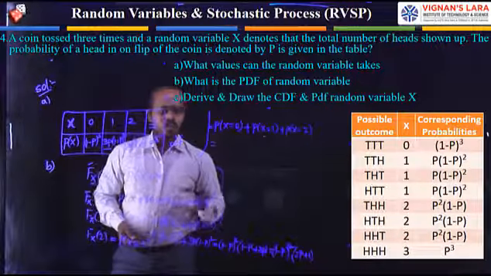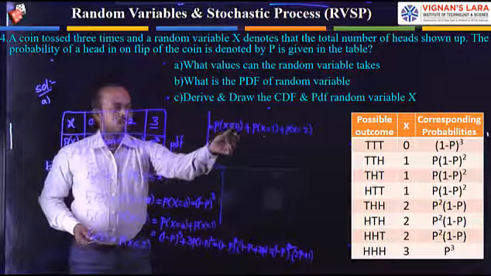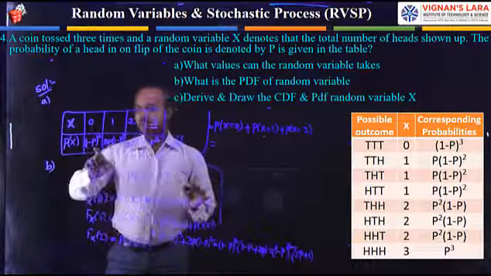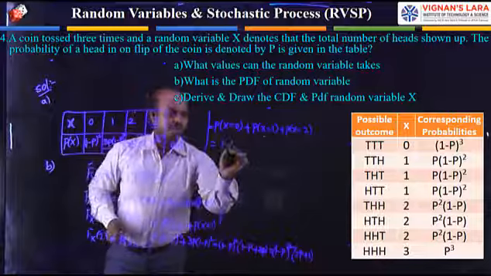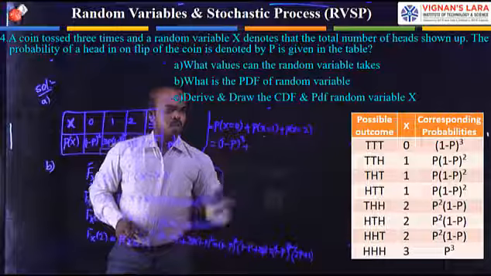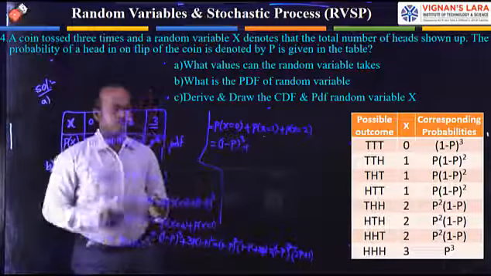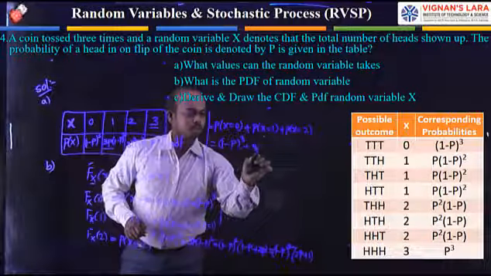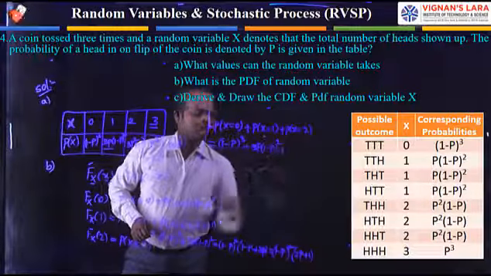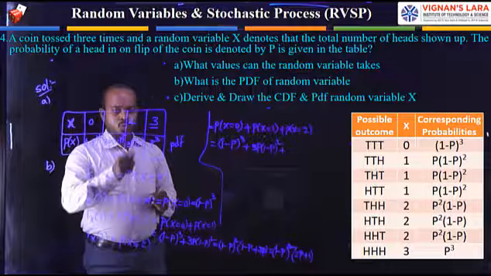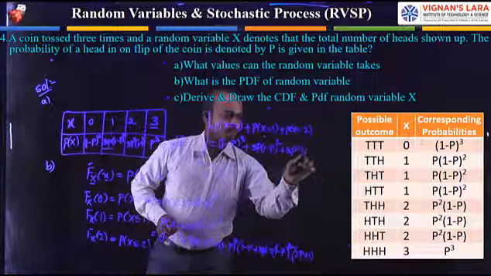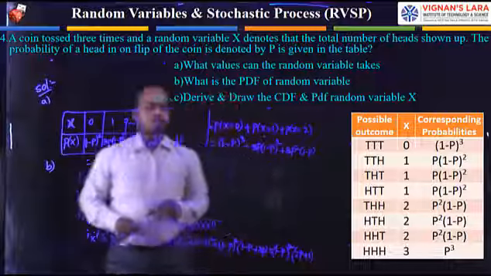Here you can substitute the values. At x is equal to 0, the corresponding probability is 1 minus p whole cube, plus at x is equal to 1, the corresponding probability is 3p into 1 minus p whole square, plus at x is equal to 2, the quantity is 3 into p square into 1 minus p.